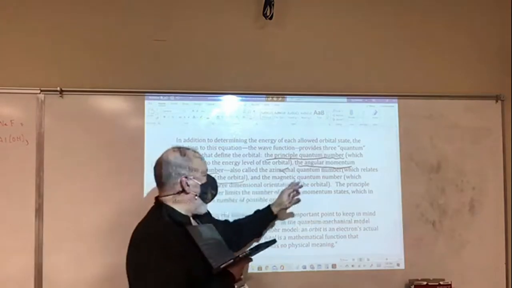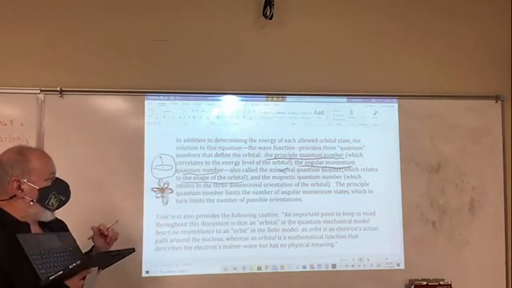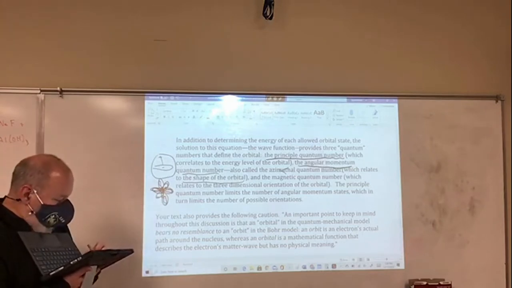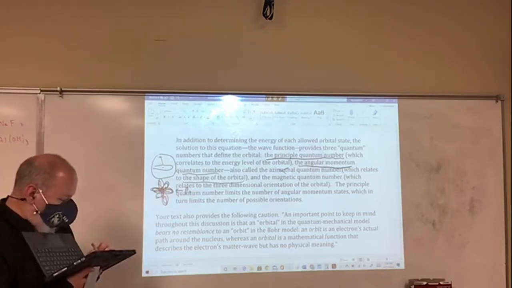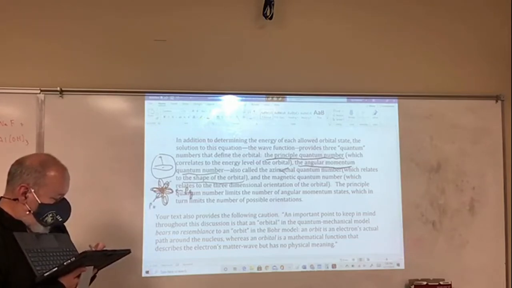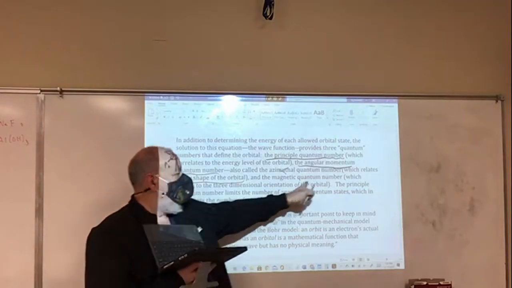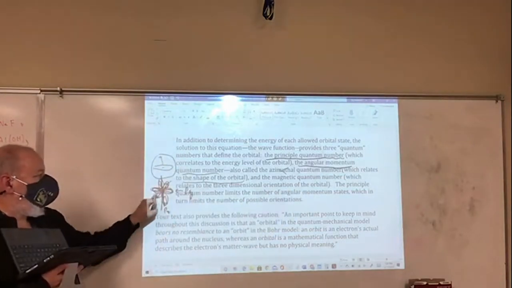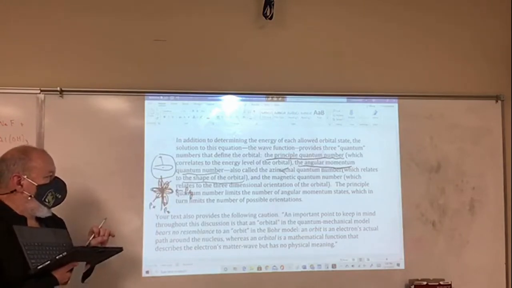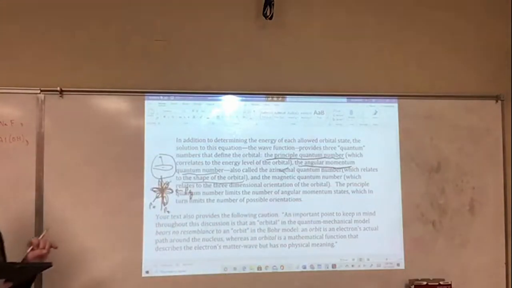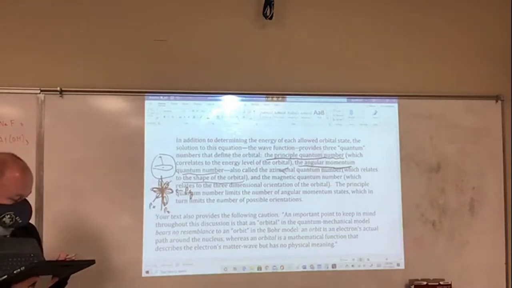Then we have the magnetic quantum number, which relates to the three-dimensional orientation of the orbital. This is the basic shape of the P orbitals, but this one right here is P sub y because it's on the y-axis. P sub x is on that axis, and then P sub z is up and down, on the z-axis. And this magnetic quantum number relates to what the orientation of this orbital is. Okay, so the principal quantum number limits the number of angular momentum states, which in turn limits the number of possible orientations. And we'll talk about that.